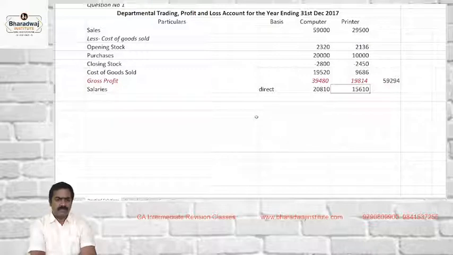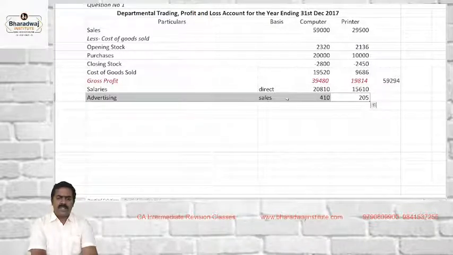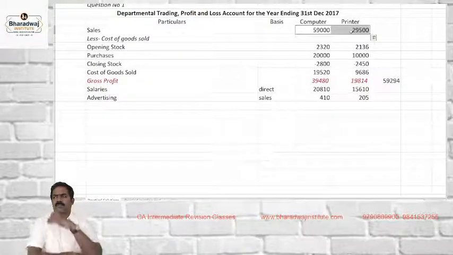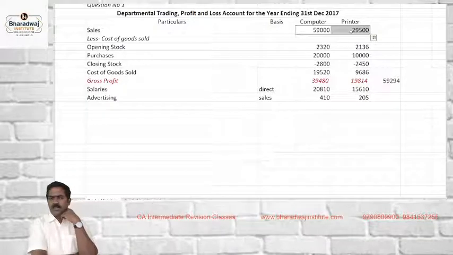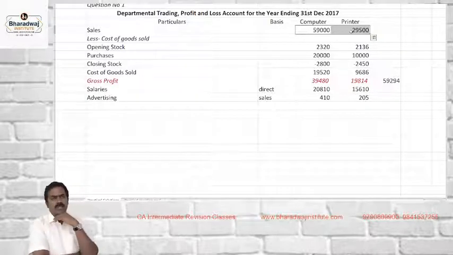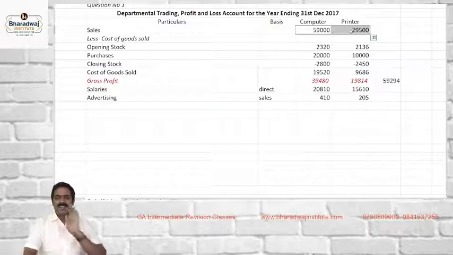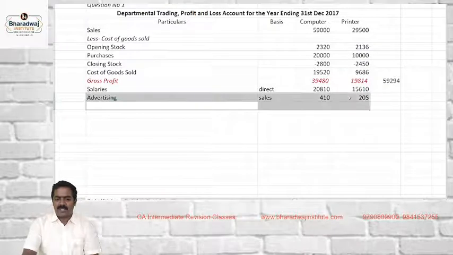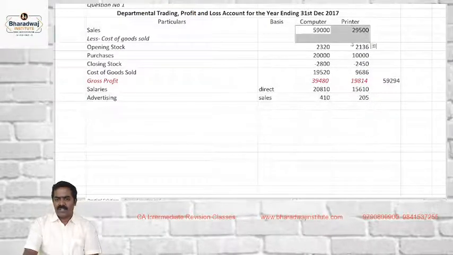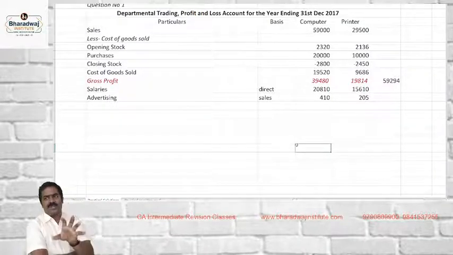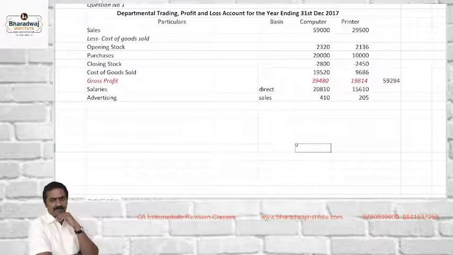Then advertising expenses will be based on sales. What is the sales? This ratio. 59,000 is to 29,500 ratio you allocate. 590 is to 295 ratio. You need not work in the calculator, you can trust us because it is done by the computer, it will be correct. In the exam, you can do it in the calculator. So advertisement expenses are apportioned based on sales. 590 is to 295. Just take it as it is because when you do it in the calculator, it will take some time. At home, you can verify this later if you have time.